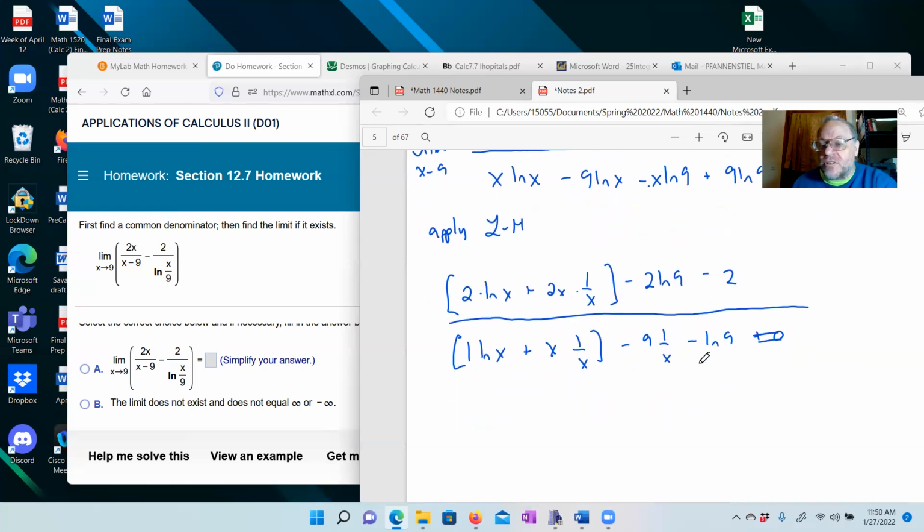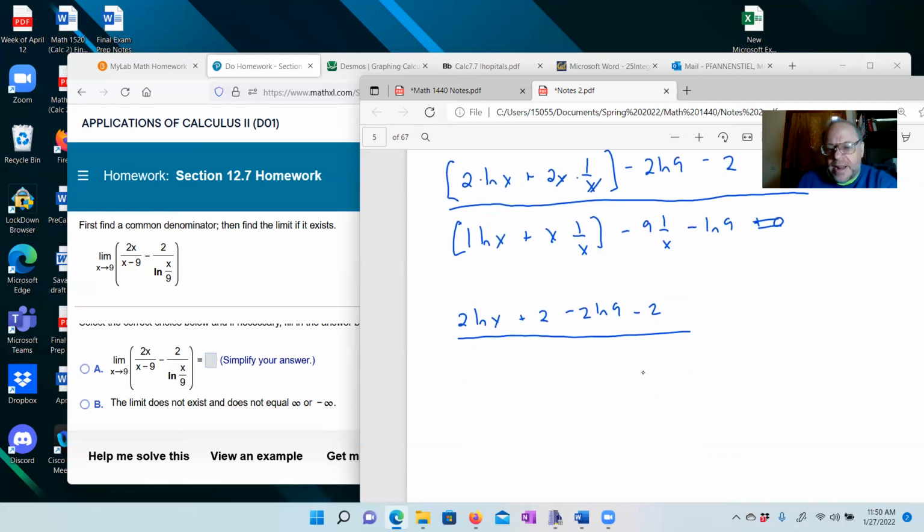So let's regroup just a little bit. We have 2 ln x plus, hey, these cancel, don't they? Plus 2 minus 2 ln 9 minus 2. And then on the bottom, we're going to have ln x. x divided by x is 1. Minus, I've got 9x to the negative 1. I'm suspecting I'm going to take a derivative soon, so that's how I want to write it. Minus ln 9.